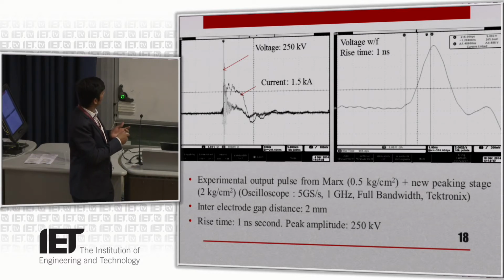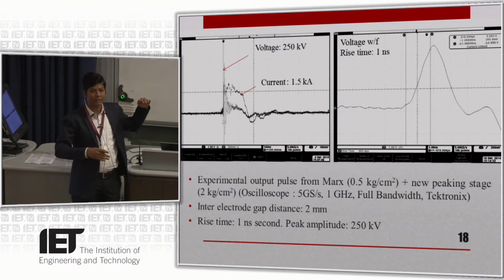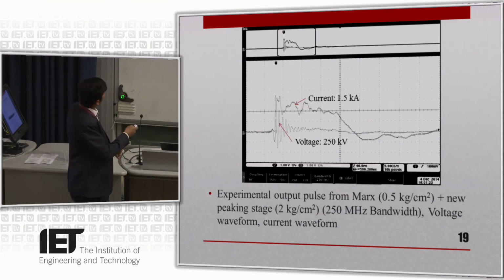So this is approximately a 1 nanosecond rise time, the peak amplitude is 250, and the pulse duration is 300 nanoseconds, because the Marx generator is 1.5 meters in height. So the entire discharging process is there. This is the developed experimental arrangement, and we conclude here that the experimental output pulse is from the Marx at 0.5 kg, and the peaking stage at 2 kg pressure.